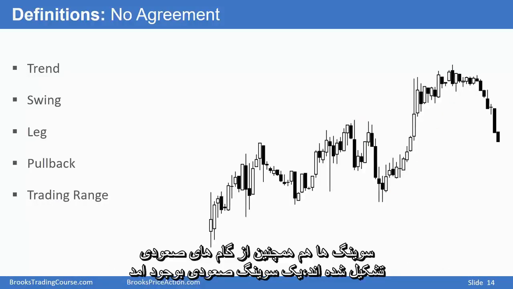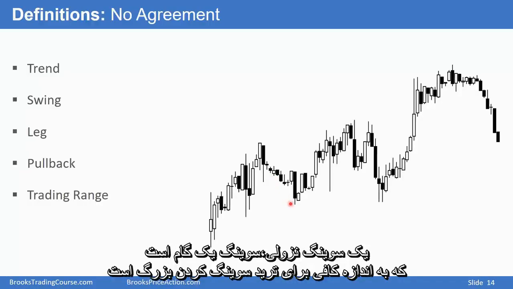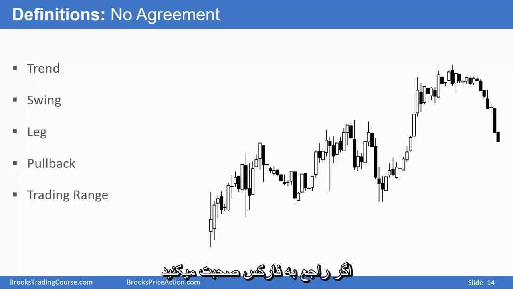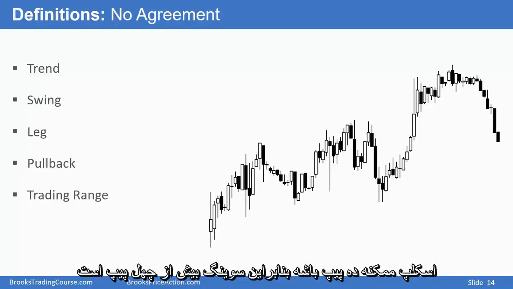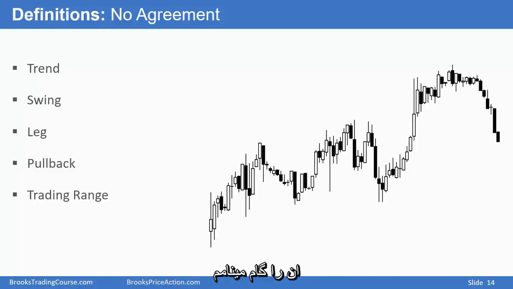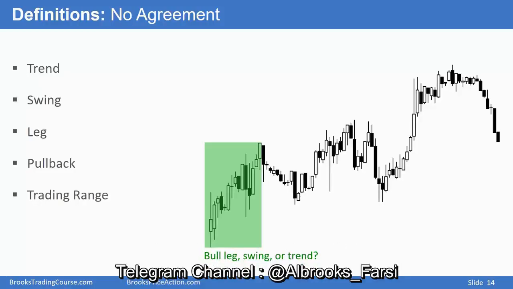And swings are also made up of legs. So we got a bull swing, bear swing. A swing simply means a leg that's far enough to make a swing profit. So swing profit usually is about 4 times the size of a scalp. If you're talking about a Forex market, a scalp might be 10 pips. So a swing would be 40 pips or more. If the legs are 40 pips or more, I would call them swings. If they're less than 40 pips, I would call them legs.